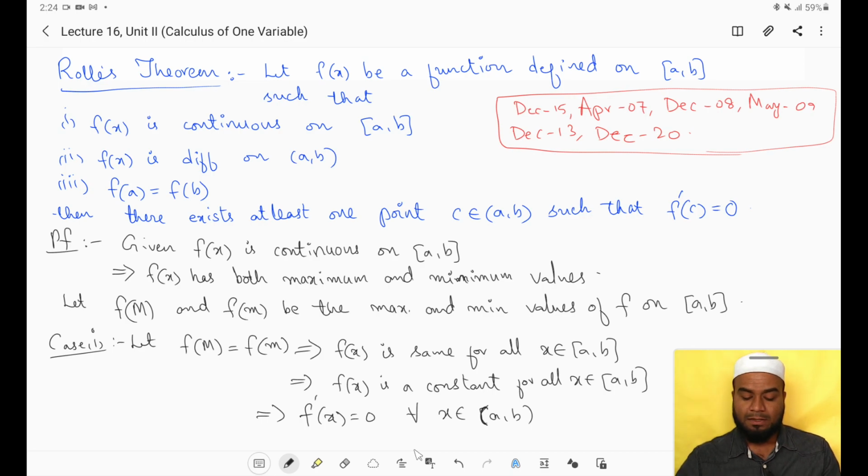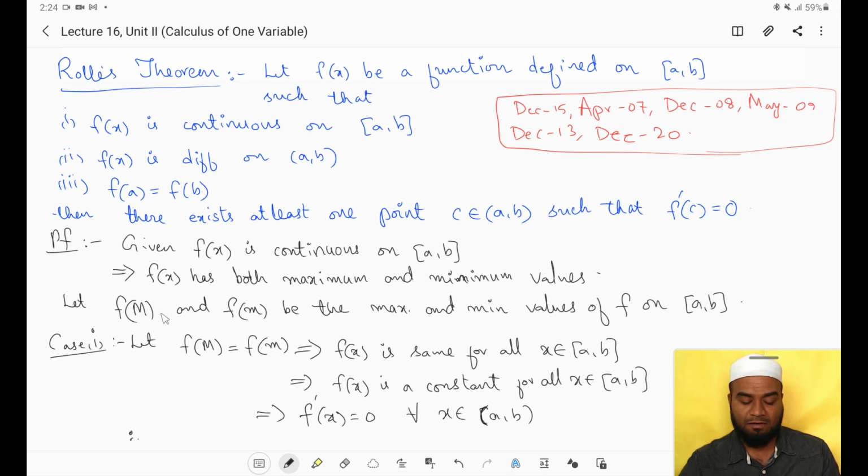So therefore, if I consider what I want actually, in every case, I want a point c at which f dash of c should be 0. That is what I have to prove. I have to use this information: f of x is continuous, f of x is differentiable, f of a equals f of b. I have to use these three things and show that there will exist a point c which belongs to the open interval a comma b such that f dash of c equals 0. That is what we have to prove. So we have used one condition here. A given function f of x is continuous, so it is a continuous function on a closed interval a comma b, then it will be having both maximum and minimum values.